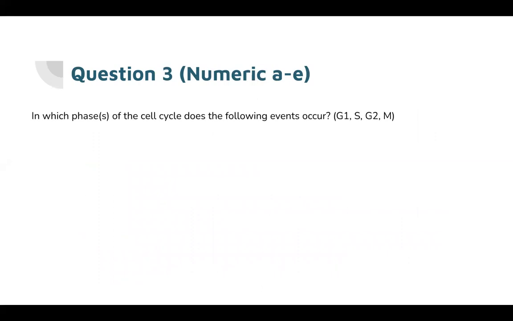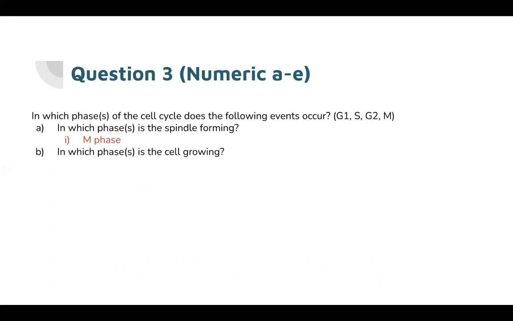So in which phases of the cell cycle do the following events occur? And we have G1, S, G2, and M phase. So in which phases is spindle forming, right? So this is going to be M phase. A lot of these questions are just factual based. I really don't have an explanation of why. It's just the fact that spindles are forming in M phase, right?